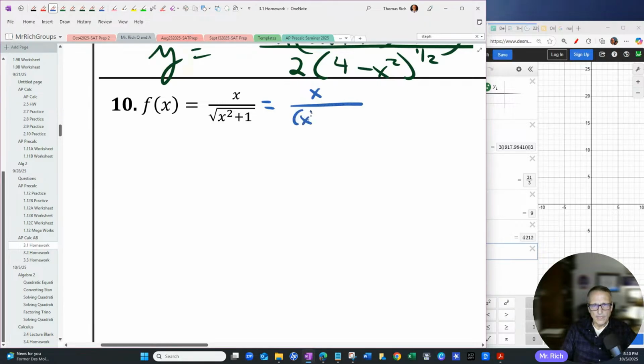So let's rewrite this as x over x squared plus 1 raised to the 1/2 power. We're changing our radical to a 1/2 power. Then when we take the derivative, we're going to start off by using the quotient rule.